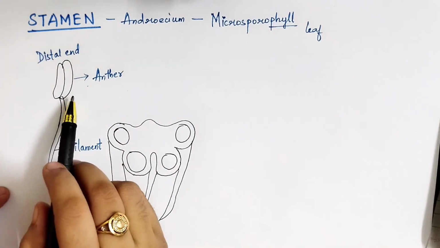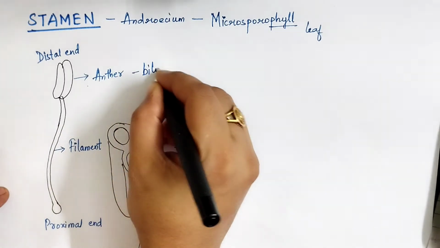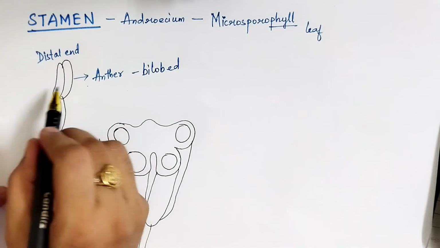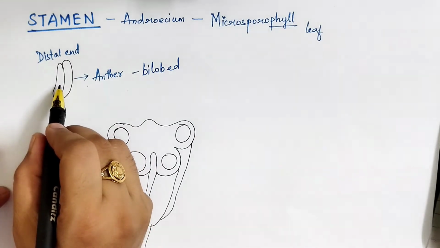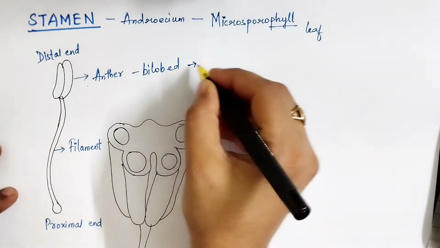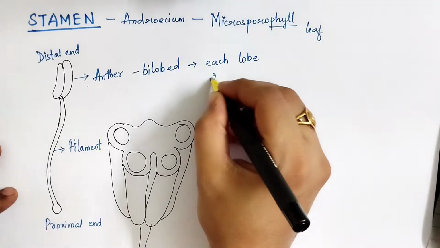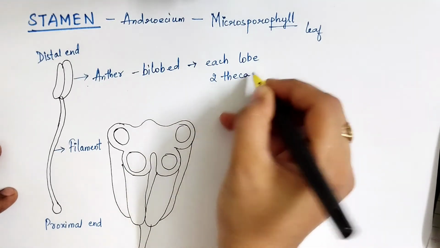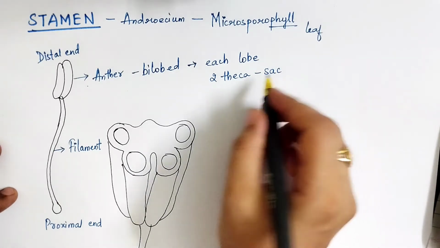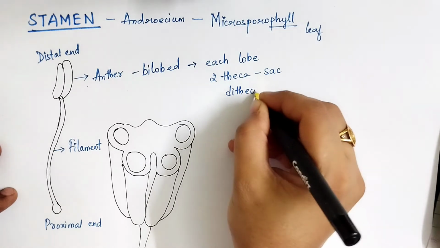Now the anther is a bilobed structure. Bilobed means two-lobed. Bi means two, it has two lobes. Now in each lobe you will find two theca. Two theca means two sacs. Each lobe will have two theca, and a sac means a bag-like structure, and hence the anther is called dithecous in nature.